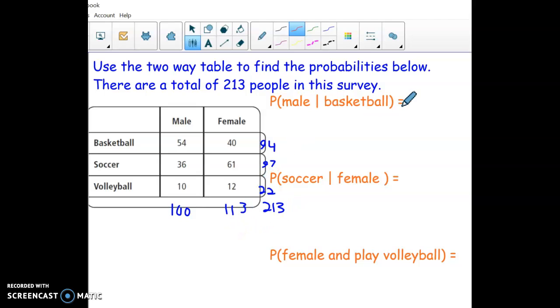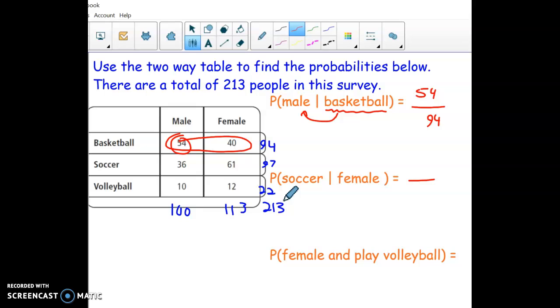Okay, so probability you're male, given that you played basketball. It helps if you can read that, because given that you're in basketball means I'm only looking at the basketball people. My basketball people are right here. That's 94 of them. Out of those basketball people, how many are male? Out of these 94 basketball people, 54 are male. So the probability you're a male, given that you're a basketball player, is 54 out of 94.